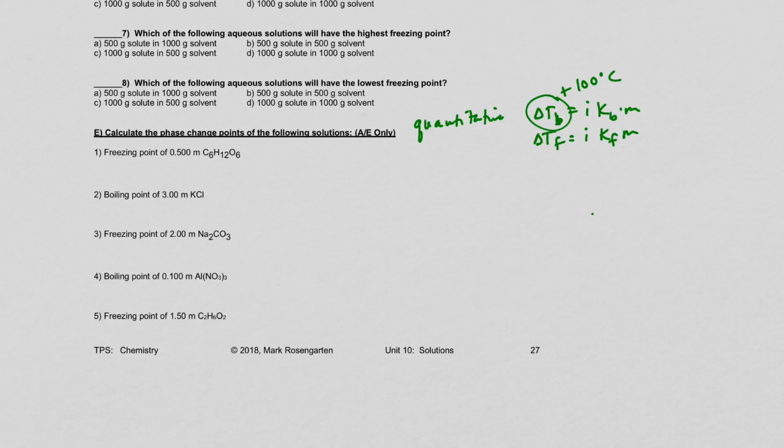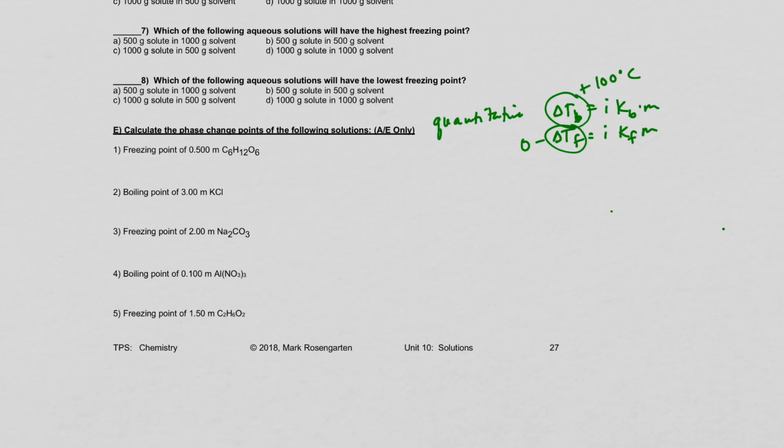The best thing to remember is that once you have the delta T_B, you have to add that to 100 degrees Celsius. And once you get the delta T_F, you have to subtract that from 0. So 0 minus that number, because it's going to be a temperature lower than 0 degrees Celsius.